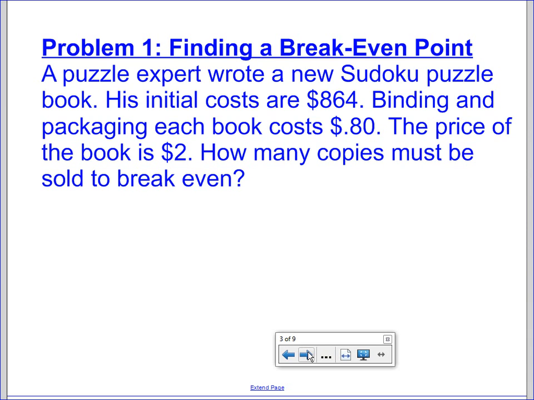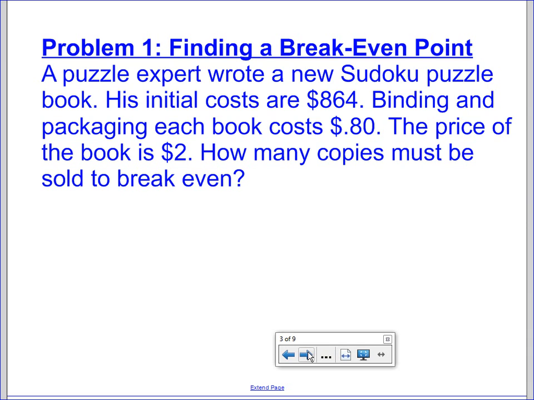A puzzle expert wrote a new Sudoku puzzle book. His initial costs are $864. Binding and packaging each book cost 80 cents. The price of the book is $2. How many copies must be sold to break even?